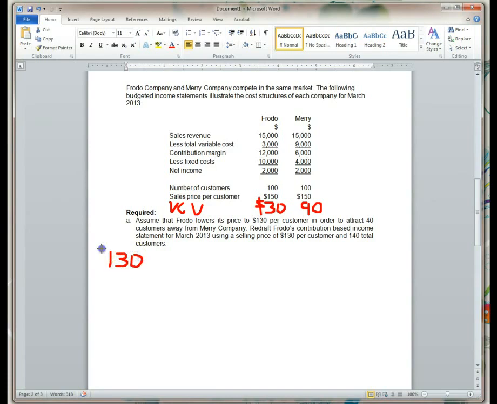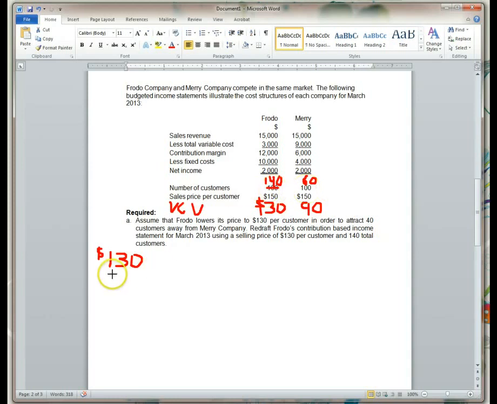Okay, that's probably important. So he's lowering his price, which is going to affect his revenue, in order to attract 40 customers away from Mary Company. That means he's now going to have 140 customers, and Mary's going to have 60 customers. 100 minus 40, right? Because he's attracting them away, and he's getting them.